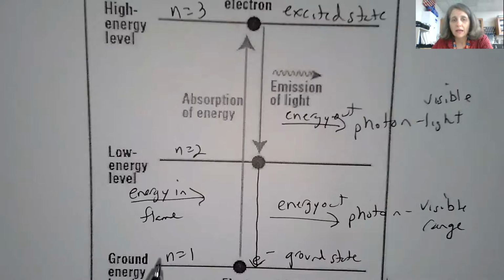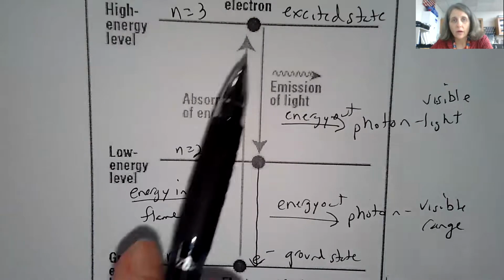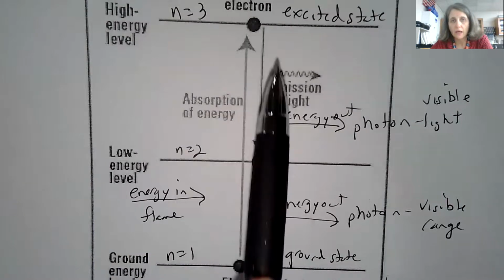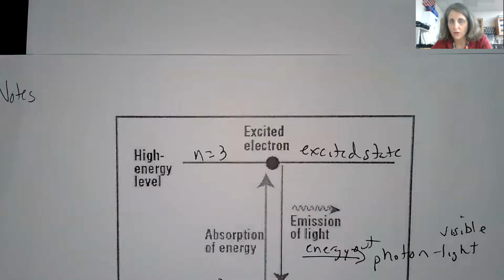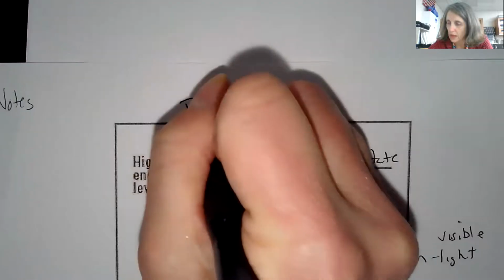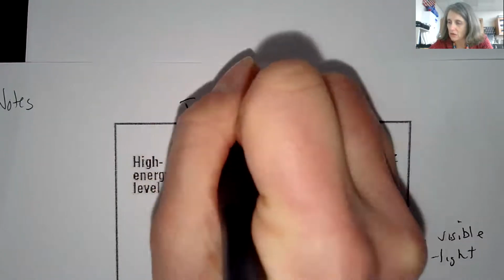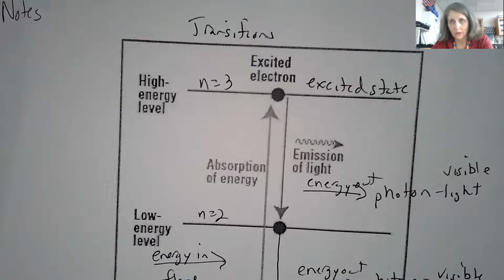Realize that if the electron started down here and went all the way up here, these electrons coming down first here and then down to here, these are called transitions. And all that means is essentially the electrons can move from one energy state to the other, depending upon if it's absorbing energy or releasing energy.